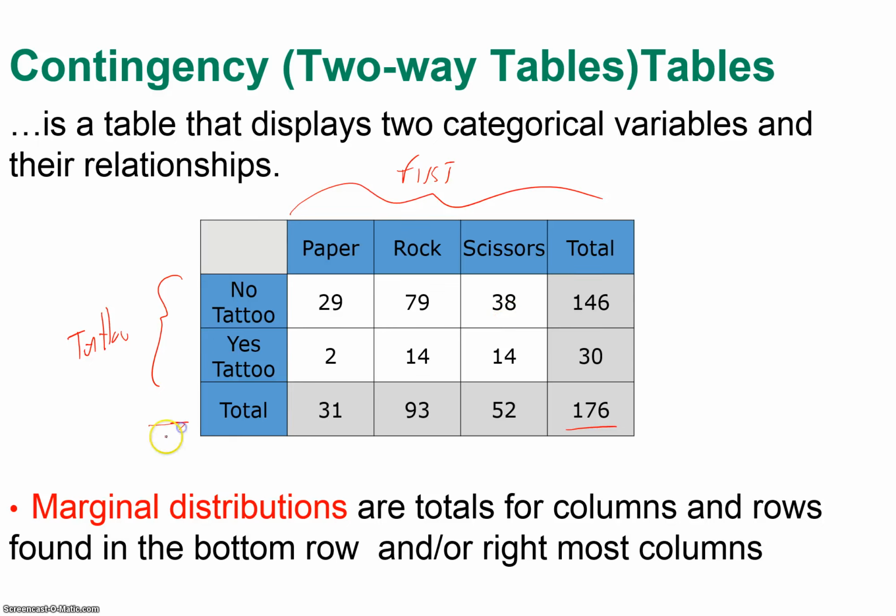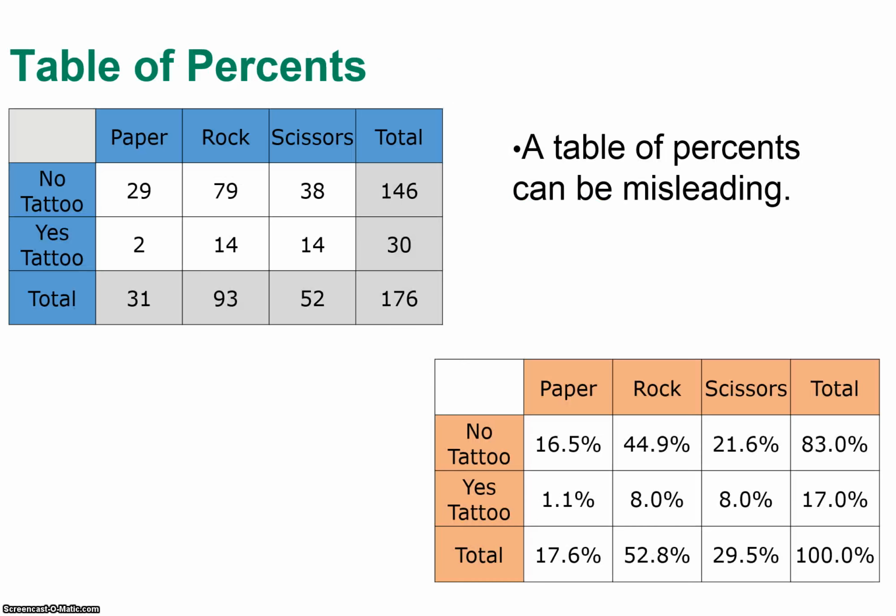And you could also see that in this table, I put in the row total and the column total. Those are what we call marginal distributions. And it just helps us get some summary information. Now, we often know that when we're working with counts like that, it's a little deceiving. We'd probably rather be working with percentages.